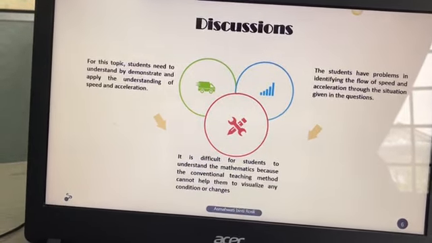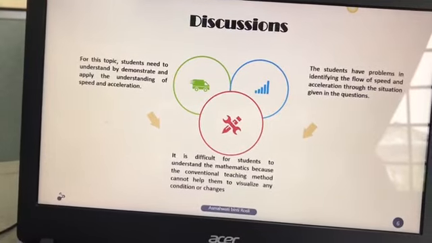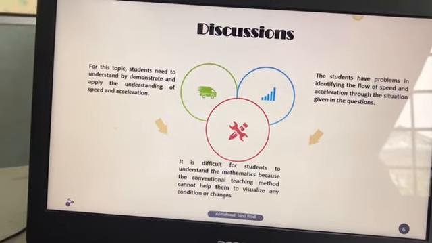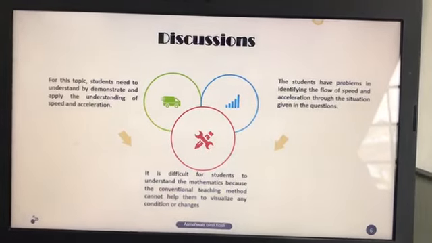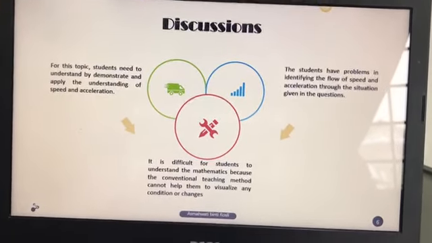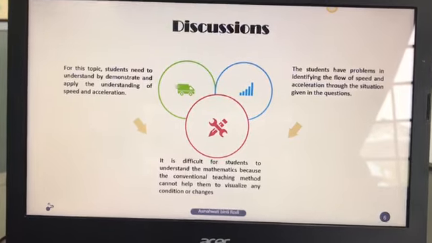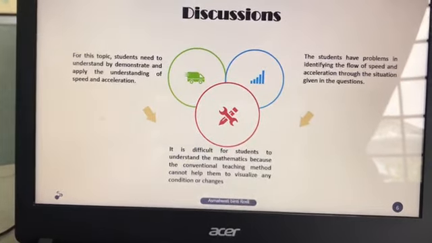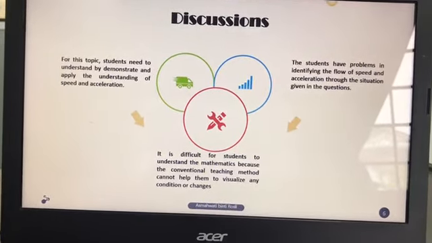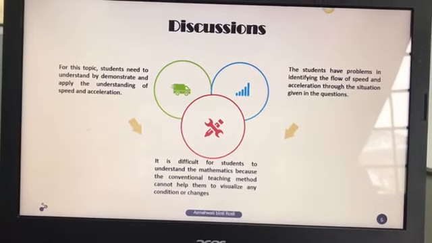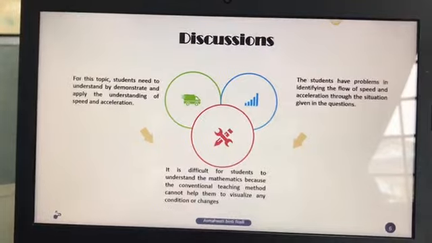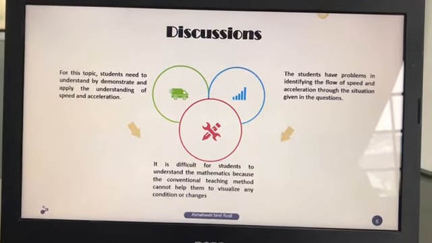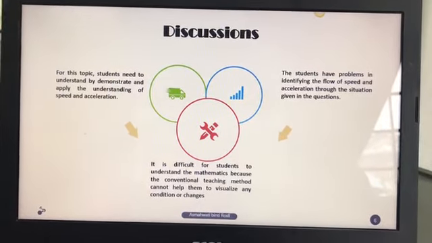Some of the students have problems writing the correct symbols for the speed and acceleration equations. The students have problems identifying the flow of speed and acceleration through the situation given in the question. Since the students cannot determine the speed and the acceleration, the students lack an intuition about acceleration.